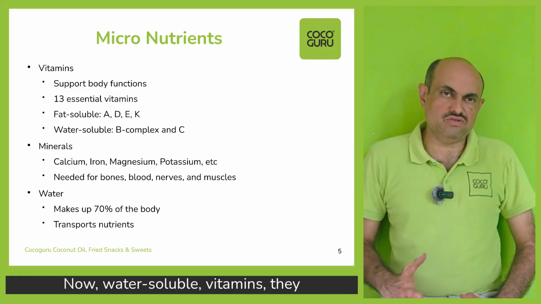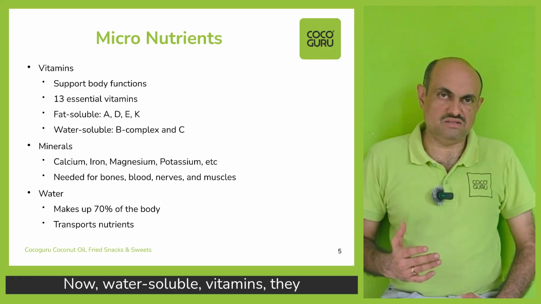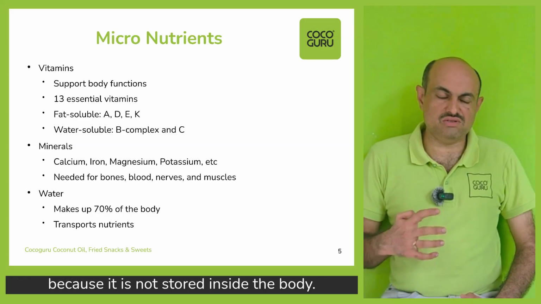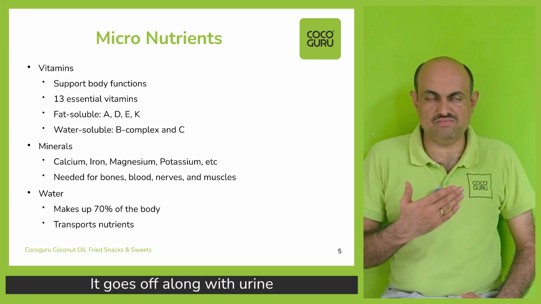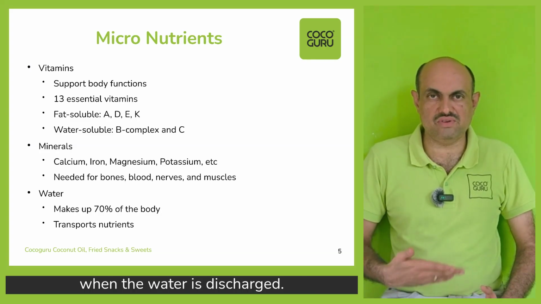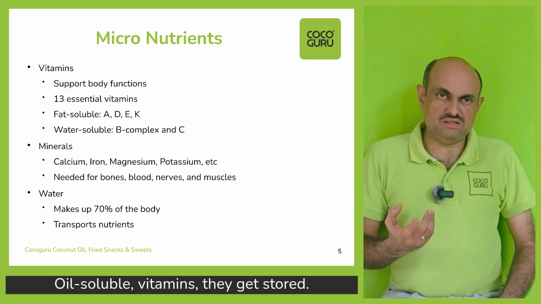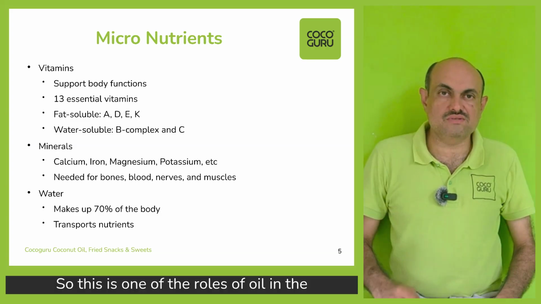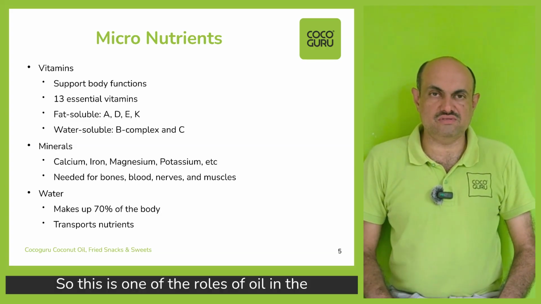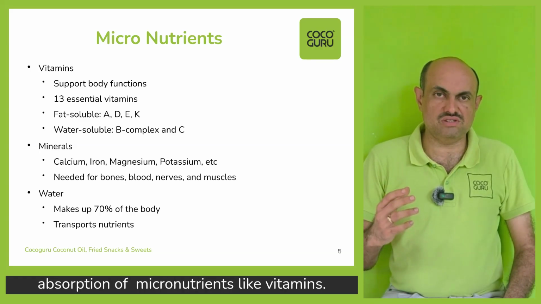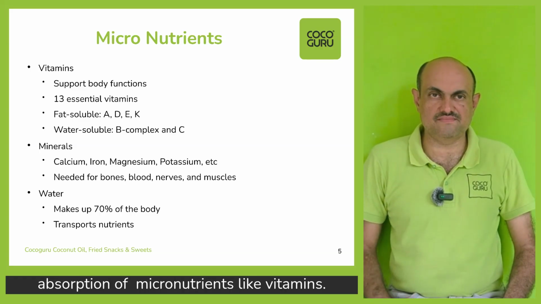Now water soluble vitamins need to be consumed again and again because they are not stored inside the body. They go off along with urine when the water is discharged. Oil soluble vitamins get stored. So this is one of the roles of oil in the absorption of micronutrients like vitamins.